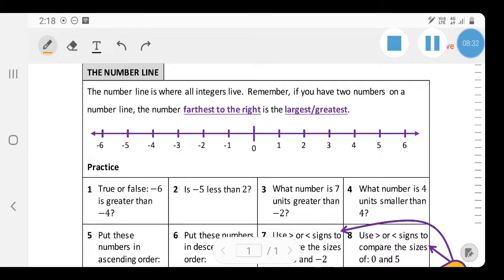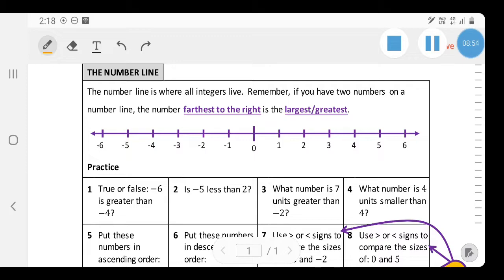Not this number line, because this number line only goes from minus 6 up to positive 6. But you can see these arrows on the end there. That means that the line really goes forever, all the way up to infinity and to negative infinity, if you can even imagine such a thing.